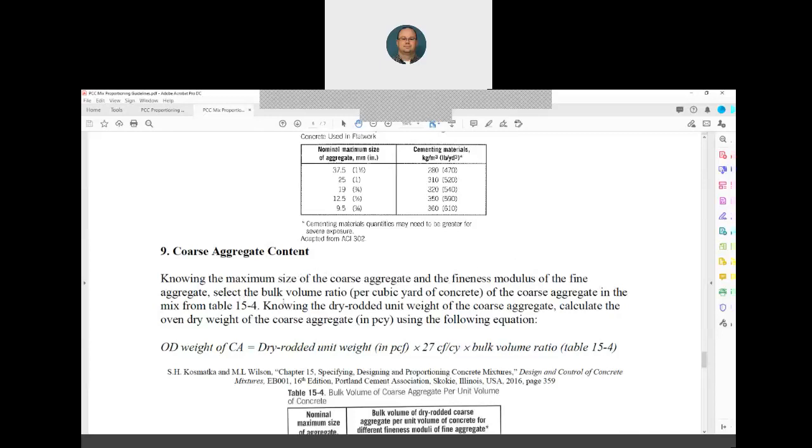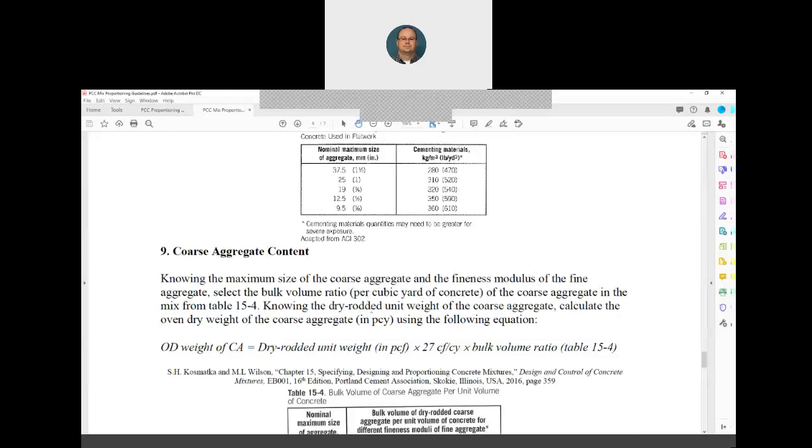Select the bulk volume ratio per cubic yard of concrete of the coarse aggregate in the mix from table 15.4, knowing the dry rodded unit weight of the coarse aggregate. So what is that? That is the dry unit weight. Literally, you take a bucket and weigh it. You put in dry coarse aggregate in layers, gently tap it in, and keep filling it until you get to the top of the bucket, because we know the volume of that bucket. Then I weigh it, and then we can calculate the density. So unit weight is density. It's really a simple test.